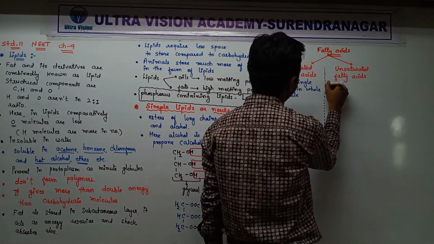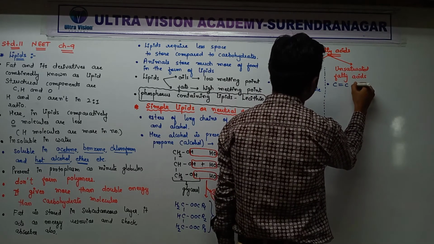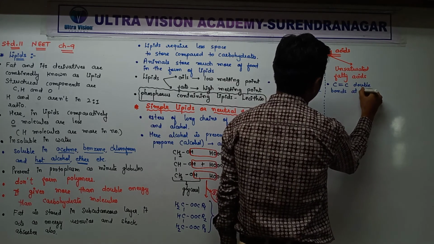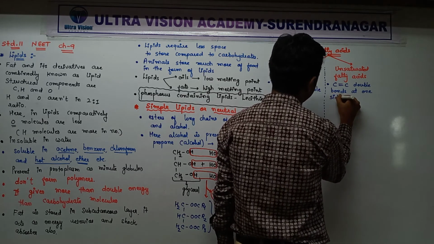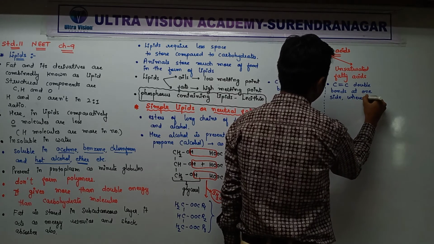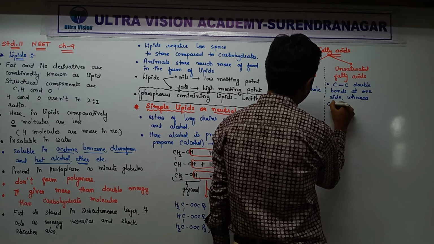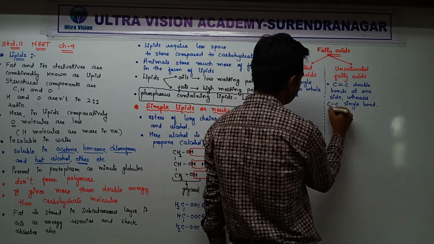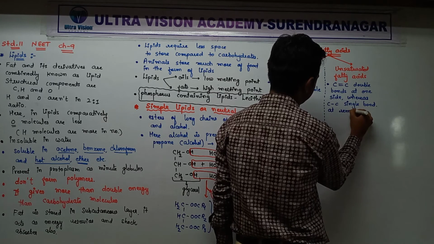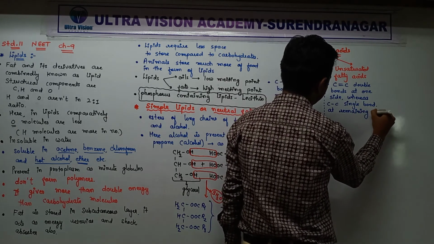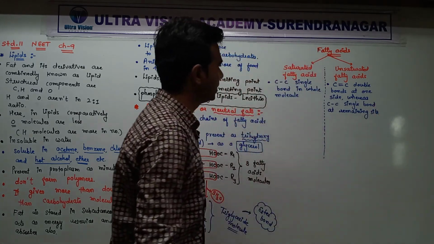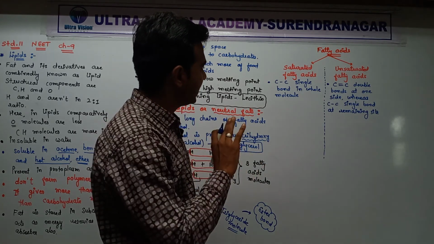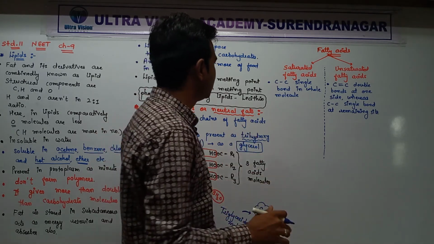So here in unsaturated fatty acid, a carbon-carbon double bond is present at one side only, whereas carbon-carbon single bonds are present at the others. So when you observe the unsaturated fatty acid, only at one side a carbon-carbon double bond is there, whereas in all the remaining sides it is just like a saturated fatty acid.